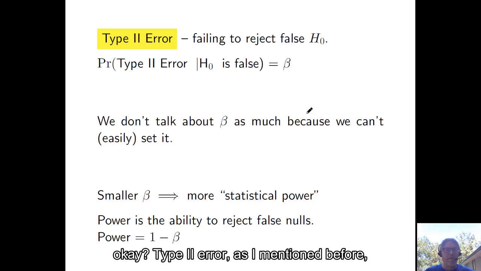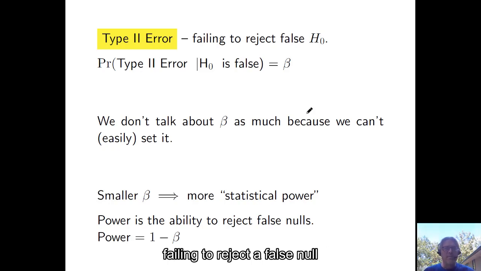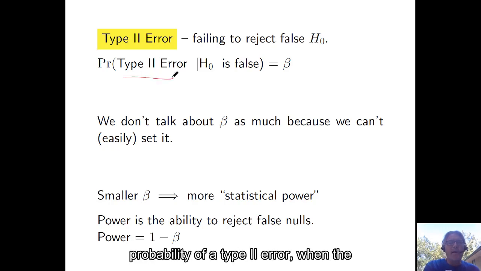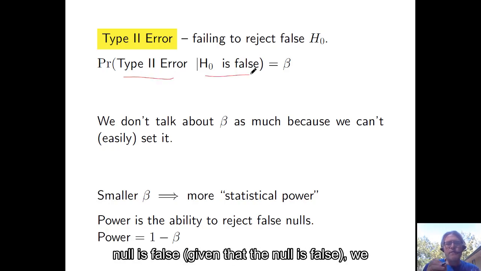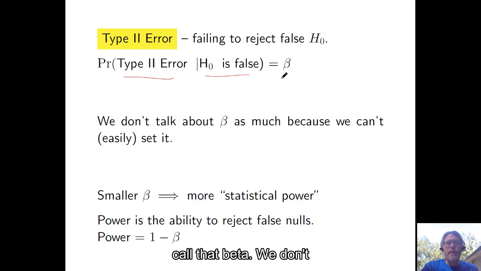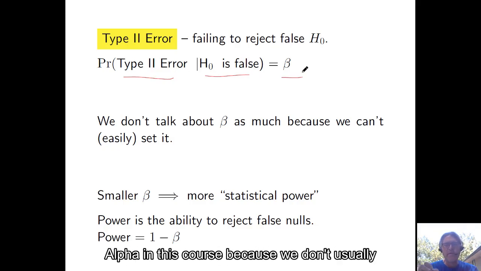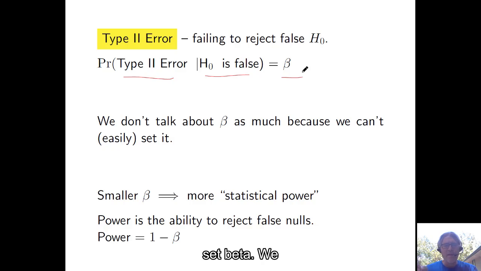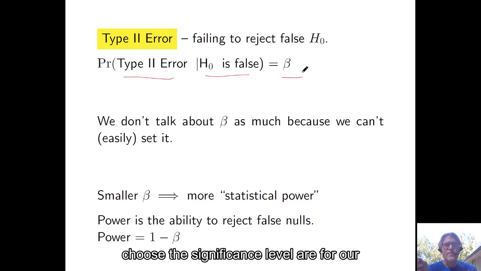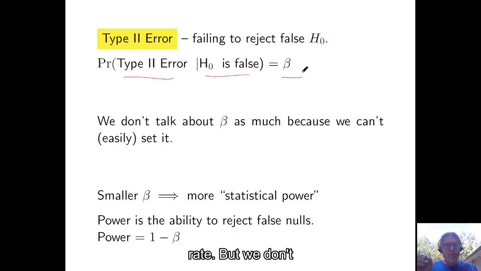Okay, type 2 error, as I mentioned before, is failing to reject a false null hypothesis. And we call the probability of a type 2 error, given that the null is false, beta. We don't talk about beta nearly as much as we talk about alpha in this course because we don't usually set beta. We usually choose the significance level for our test. We control the type 1 error rate, but we don't directly control beta. It sort of emerges from our sample size.